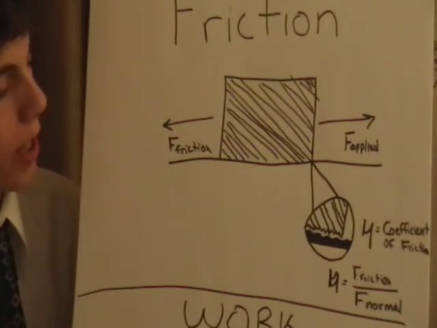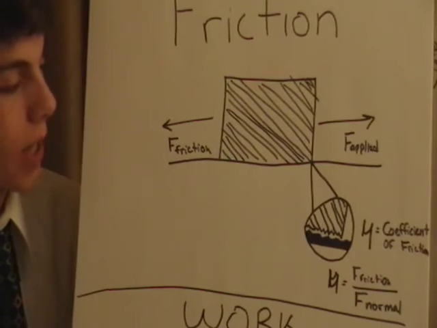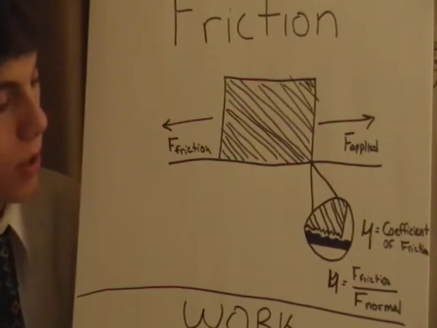So, when a player is sliding in the base path, the force of friction determines how slow the runner will be when he reaches the base.